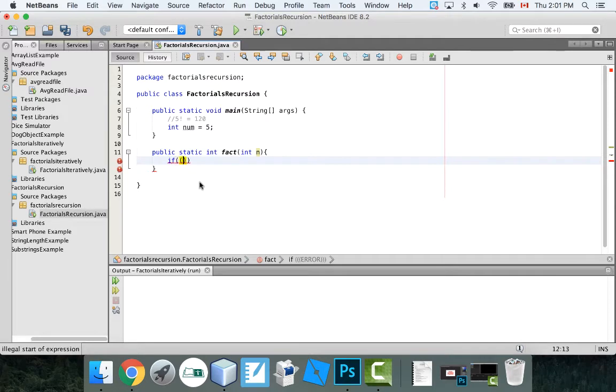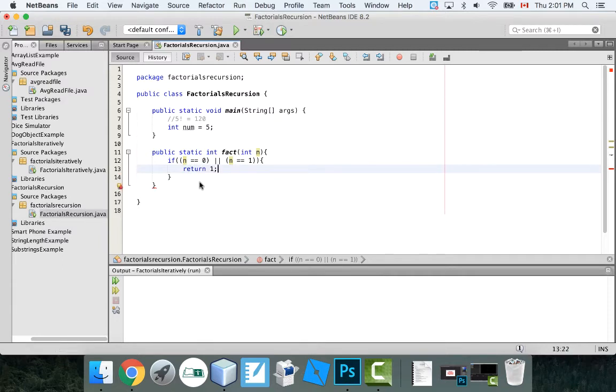If, bracket, bracket, if n equals 0, or, so the or is the double lines. It's like I hold shift and hit the slash button, this one right here, above my enter key. That's where I get that. So double lines, that means or n equals 1. So if I'm sent 0 or 1, I want to return 1. Like the factorial of 0 is 1, factorial of 1 is 1, okay?